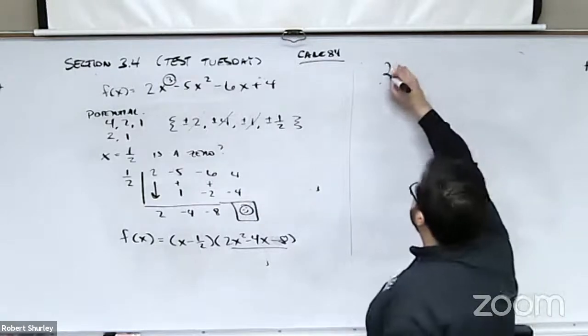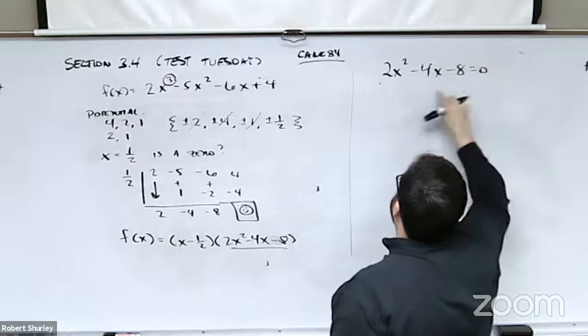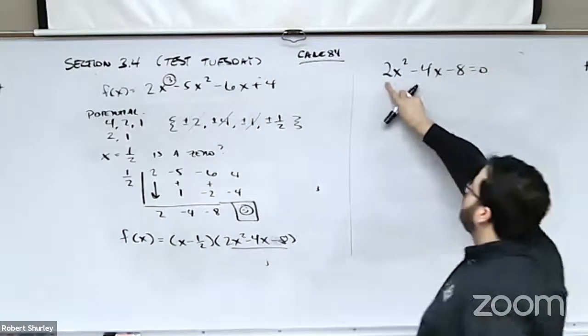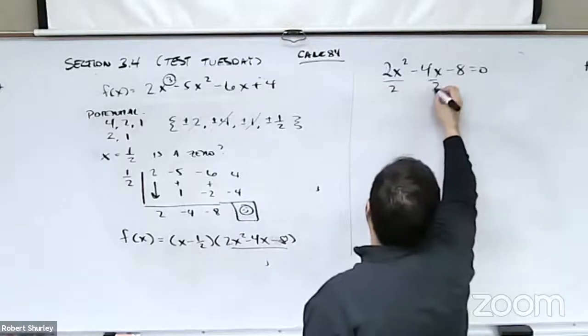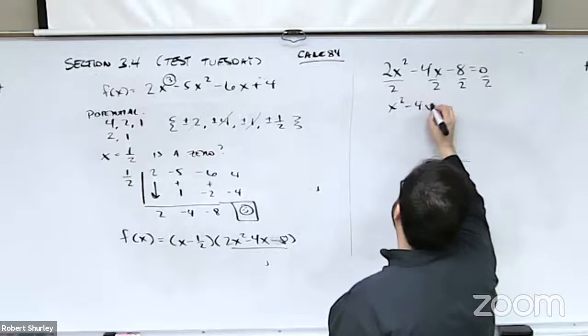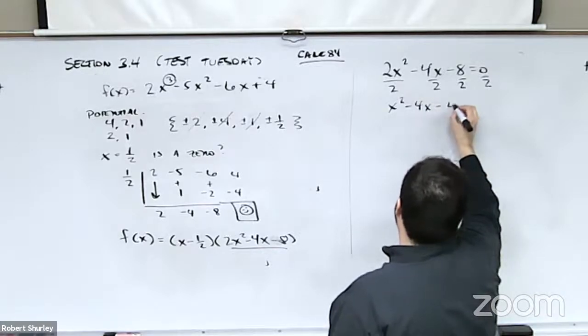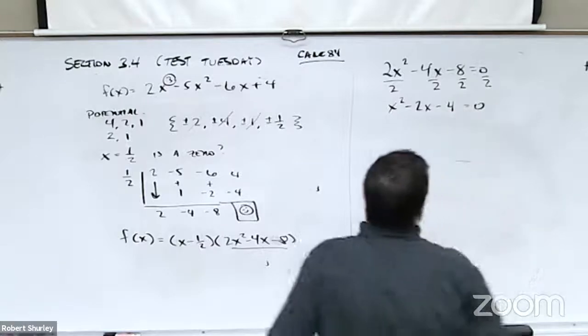Okay, so 2x squared minus 4x minus 8 equals 0. I'm going to actually, all these are even, guys. Do you see that all those are even? I can divide all those by 2. There's nothing wrong in that, as long as you do it to everything. x squared minus 2x minus 4 equals 0.